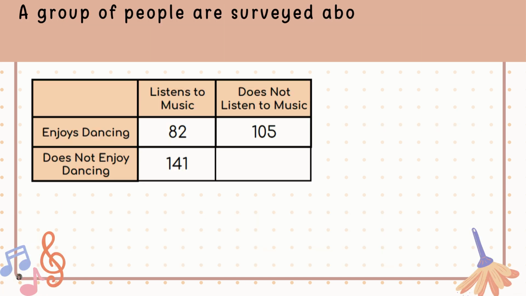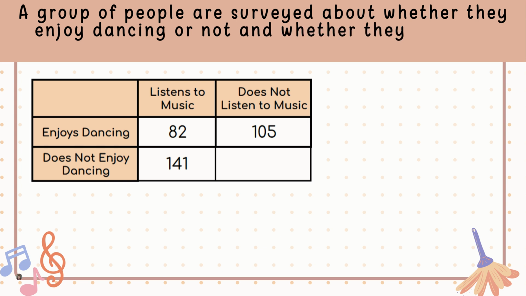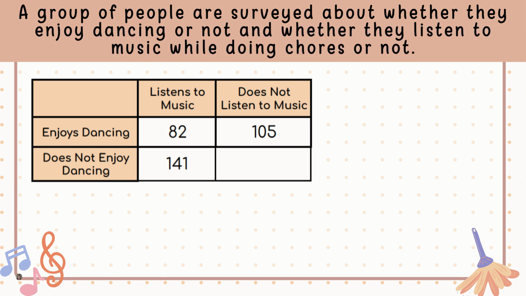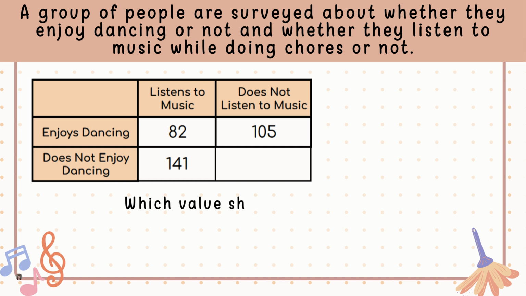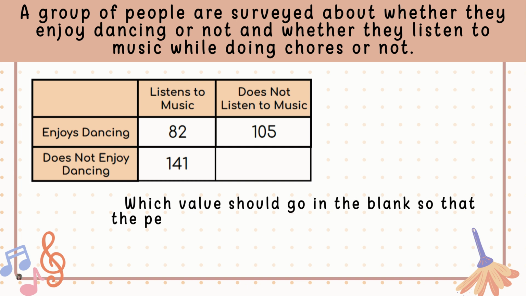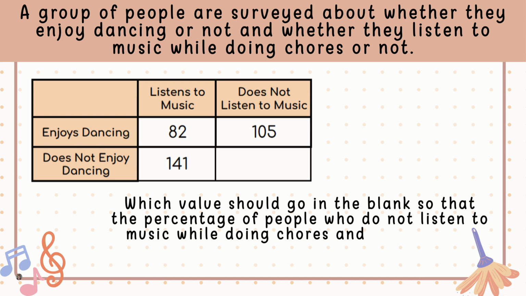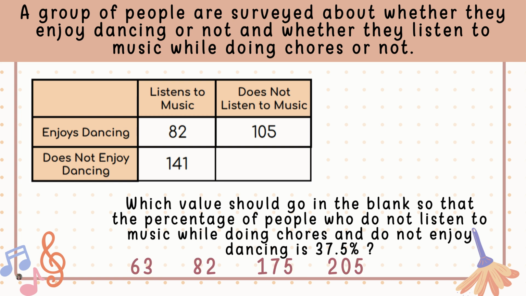A group of people are surveyed about whether they enjoy dancing or not and whether they listen to music while doing chores or not. Which value should go in the blank so that the percentage of people who do not listen to music while doing chores and do not enjoy dancing is 37.5%? Our options are 63, 82, 175, and 205.